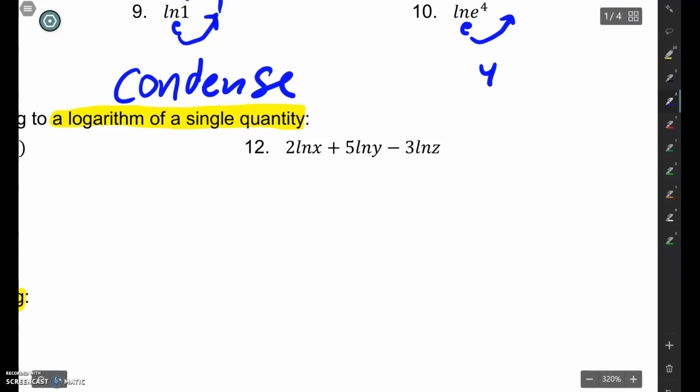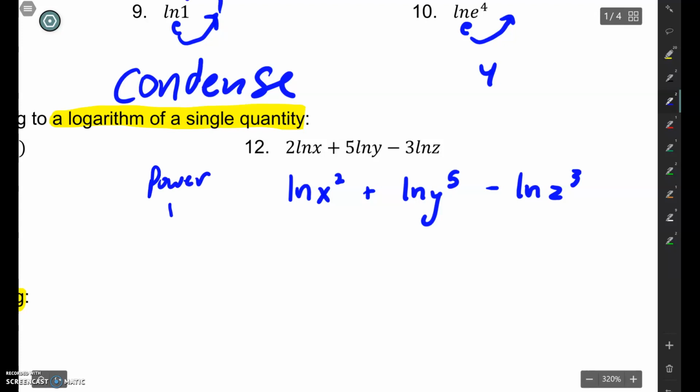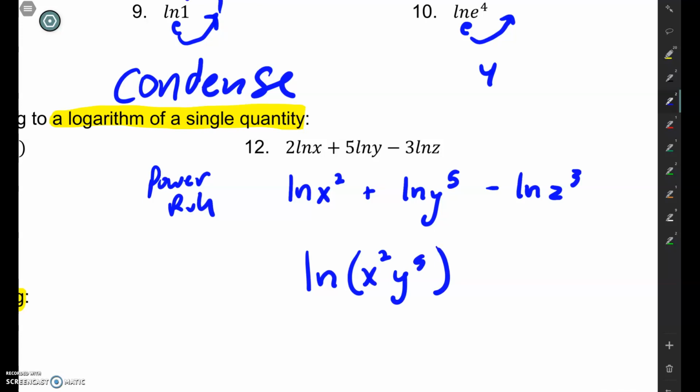Here's what I mean. First thing we do is we need to move all of those exponents to where they belong. See what I did? That took care of the power rule. Now I'm going to do the product rule with these. 2 logs with a plus turns into 1 log with multiplication. You can pause the video there and take a look at that. That's the product rule.